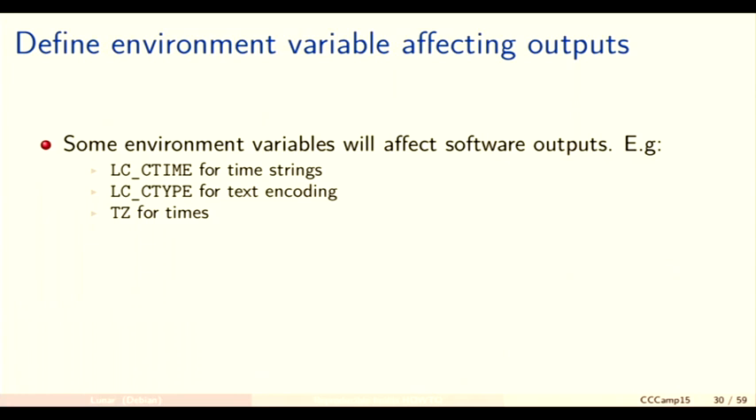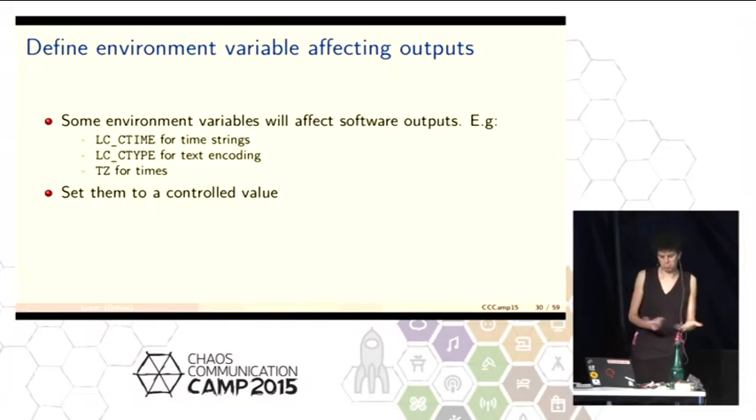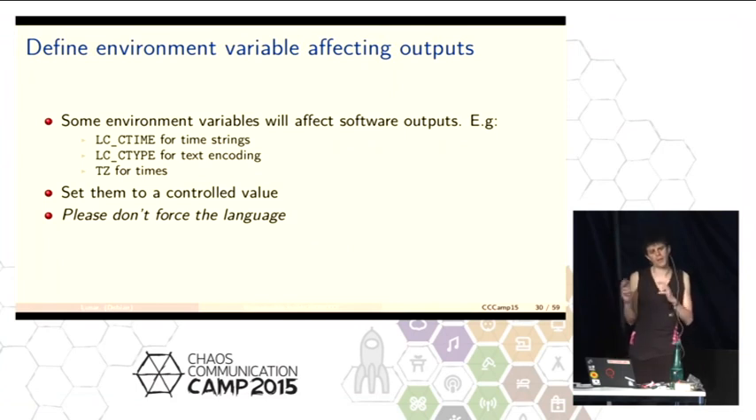There are other environment variables that might be affecting the output, like LC_TIME will change the time string, LC_CTYPE will change the text encoding, and TZ will affect time because it's the time zone. If you notice any software that gets affected by changing these values, just set them to a canonical value in your build system. Just one plea, though: please don't force the language on people building the software. I believe that people should be able to use computers in the language they prefer. Some people might prefer to get compiler errors in their own language, so please don't force everybody to use English or German or Japanese, which would be more complicated.